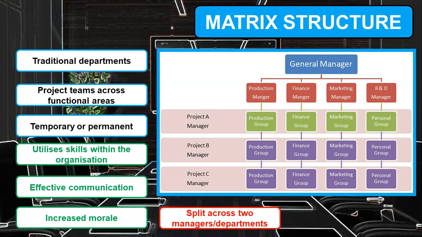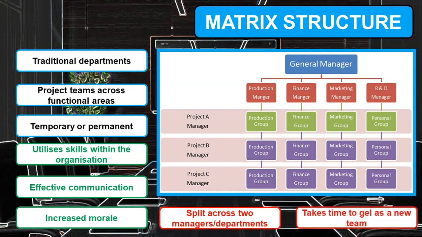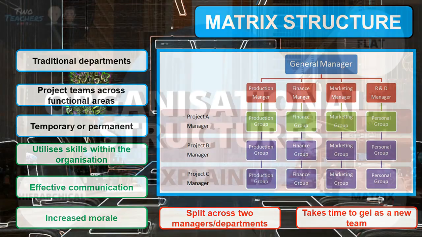A key disadvantage is that you are split across two managers, a project manager and your functional area manager. This split can lead to each manager having their own priorities and then pushing these different objectives onto their subordinates. This can then mean that subordinates do not know which objective to prioritise, resulting in neither objective being achieved. Finally, when the project team is first formed, it can take time for them to gel as a team. If these project teams are changed or broken down often and new ones formed, this can be an ongoing issue for the organisation.